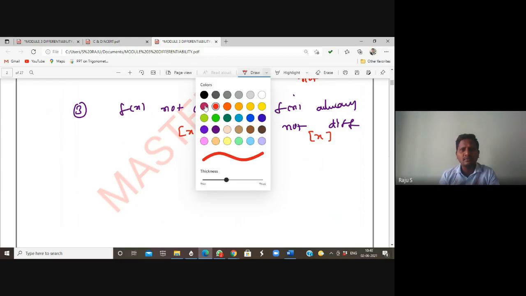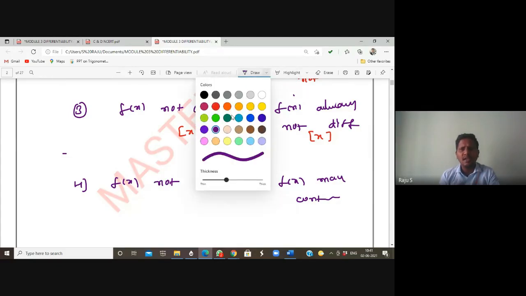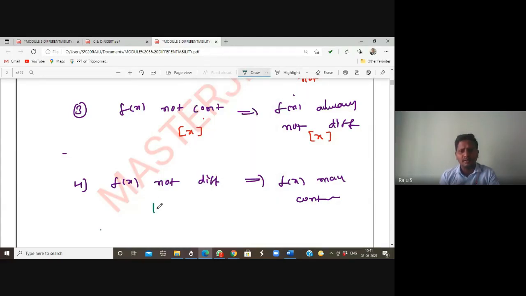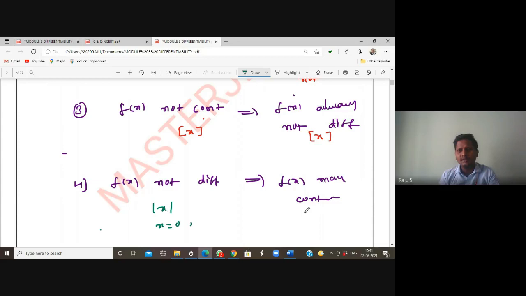And the fourth point: if f of x is not differentiable, then f of x may be continuous. We can take many examples. Simple example, we already took that example. See here, modulus x. Modulus x is not differentiable at x is equal to 0, but it is continuous. Modulus x is continuous at x is equal to 0. The function which is not differentiable may still be continuous. But the function which is not continuous is always not differentiable. Okay.